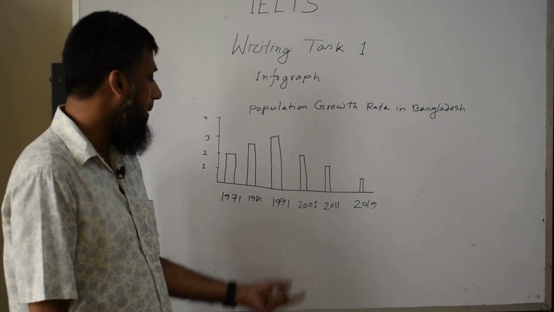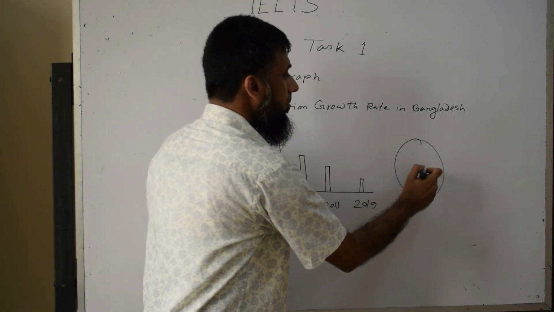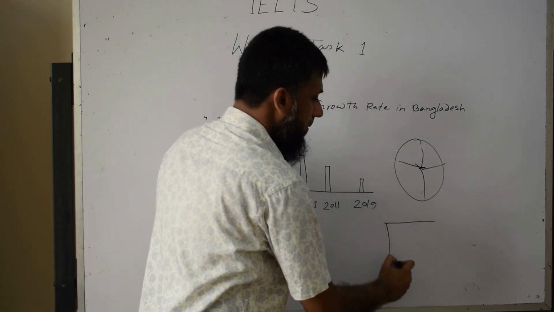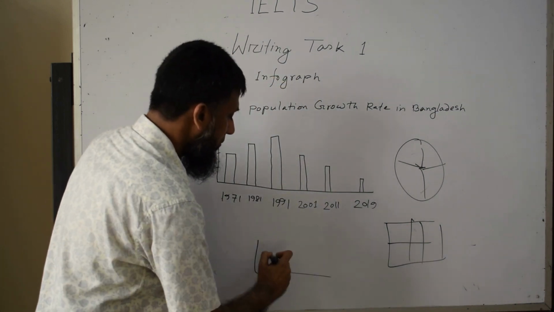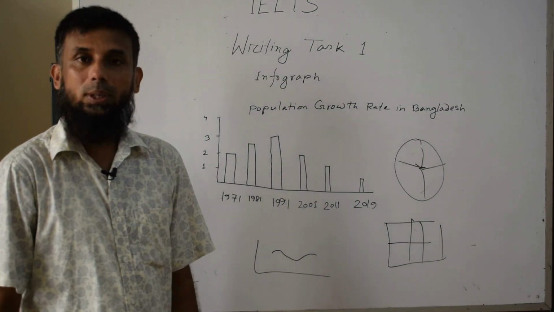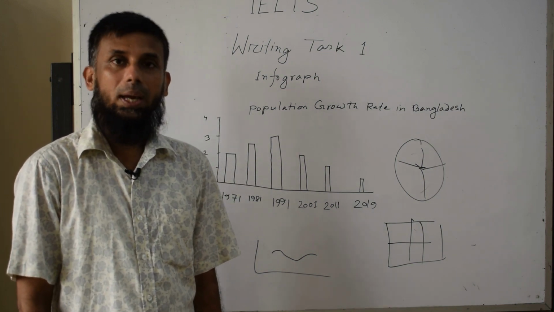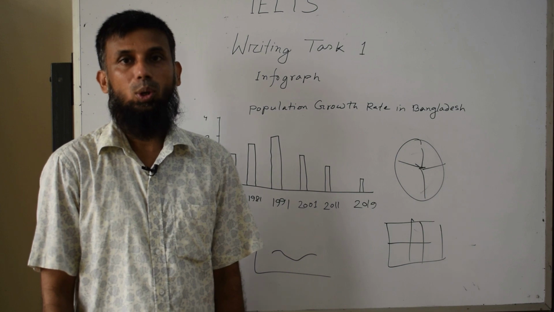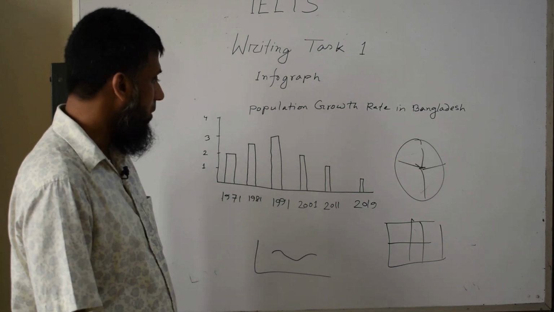You can have a bar chart, you can have a pie chart, you can have a table, you can have a line graph, etc. So whatever chart or graph there is, they present some information and you have to describe the information in your own language. Okay. I'll give you some illustration.